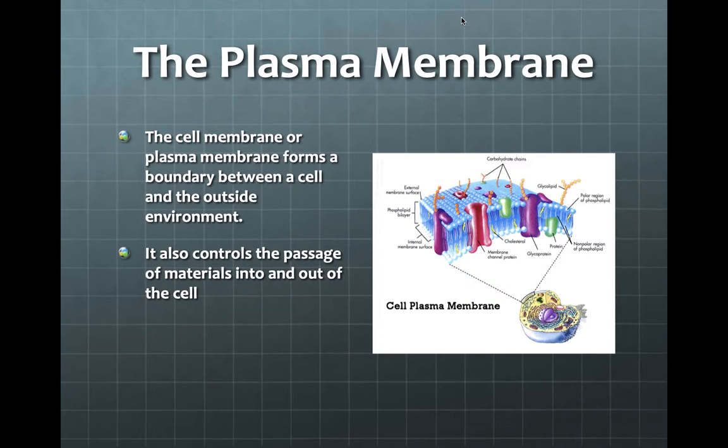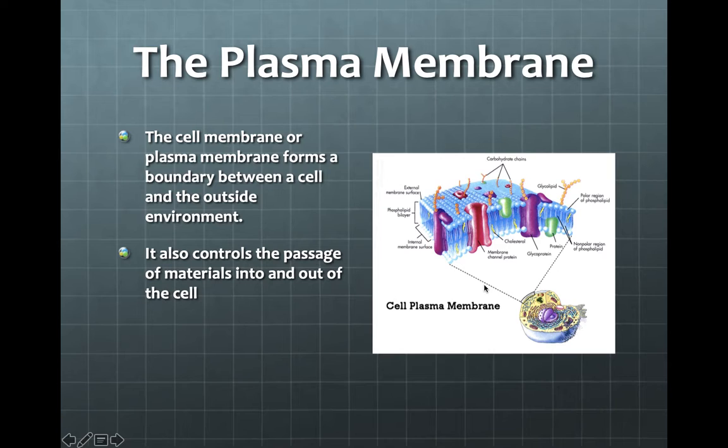So we're going to talk about the cell membrane first before we talk about cell transport. The plasma membrane or the cell membrane means the same thing. They form a boundary between a cell and the environment outside, and it controls the passage of materials into and out of the cell. So we see here there's a lot more than just a little wall between the outside and the inside.